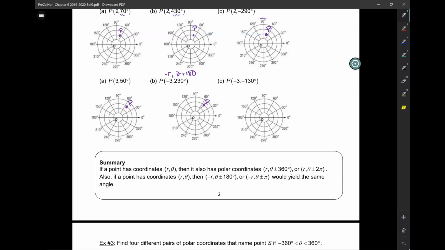So what about this one? What does that one do? We're going to go to negative 130 degrees. All right, negative 90, 50 more, we're right here. But r is negative, so I go back out to the same point. Okay, what have I done now? I've changed r to negative r, and I've subtracted 180.